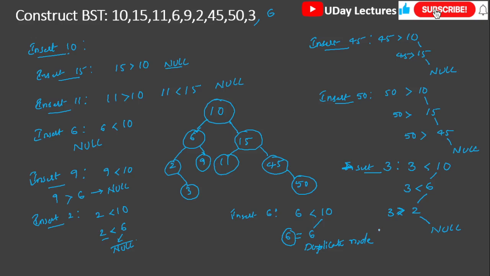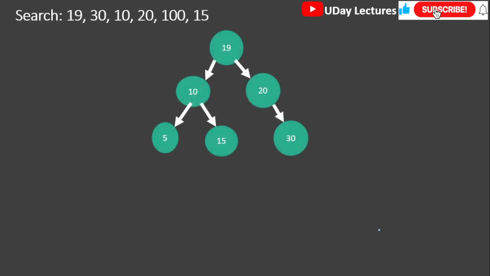Hope you have understood how the insertion operation works in binary search tree and how we can construct a binary search tree for the given list of numbers. And the steps are very simple and very straightforward. Hope you have understood this example. Now we will get into the search operation in binary search tree.